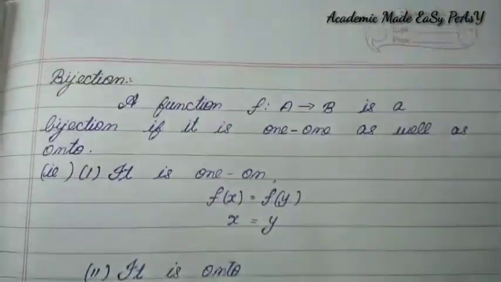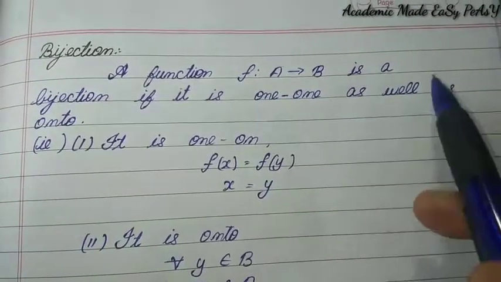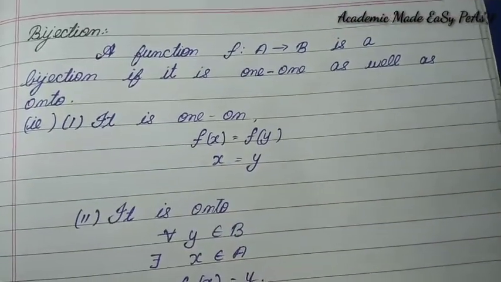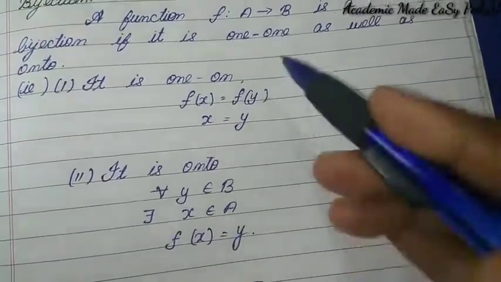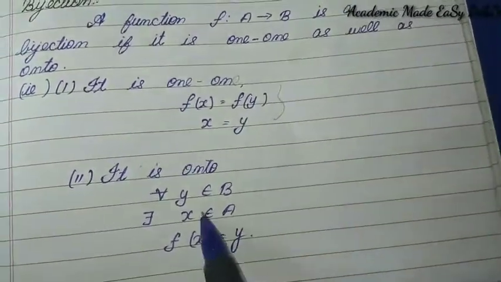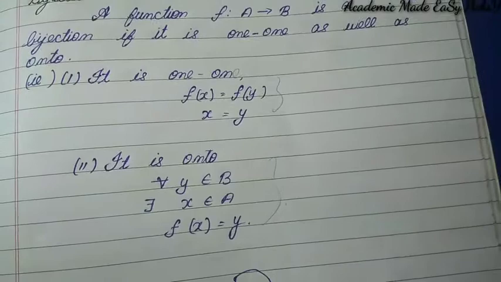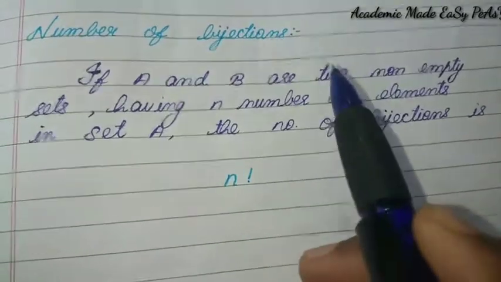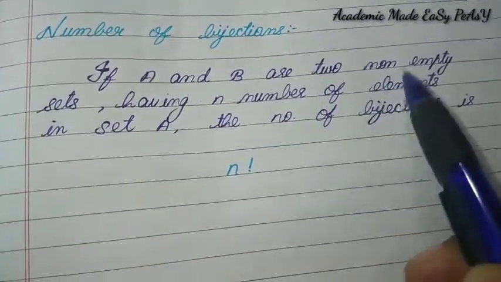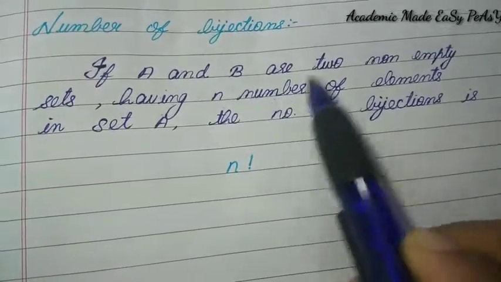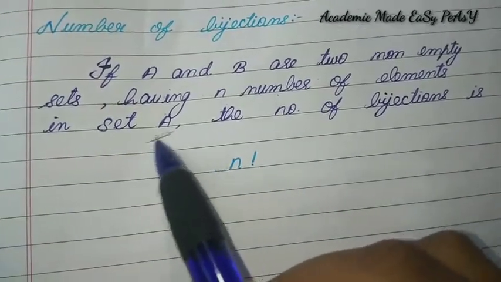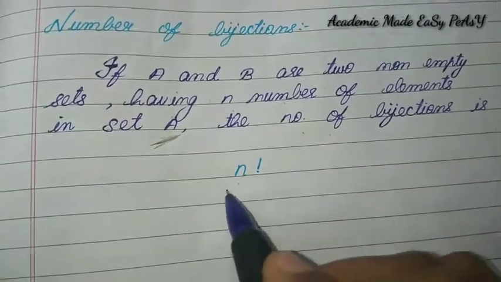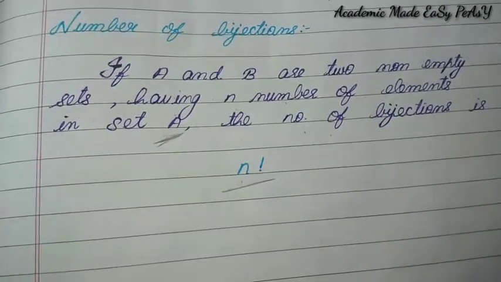Now let's move on to the definition. A function f from A to B is a bijection if it is one to one as well as onto. That I explained to you already. The condition for one to one is written over here, and the condition for onto is written over here. When we do the sums, I will explain more clearly. To find the number of bijections, if A and B are two non-empty sets having n number of elements in set A, we are seeing only the set A, the number of bijections is n factorial. This is a very easy formula to find the number of bijections.